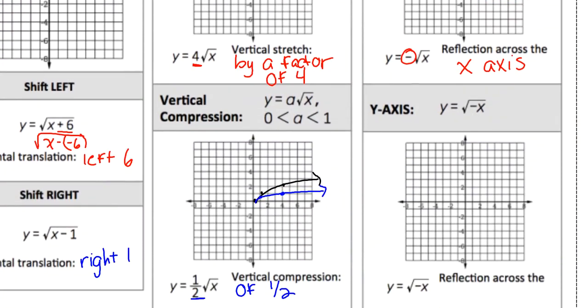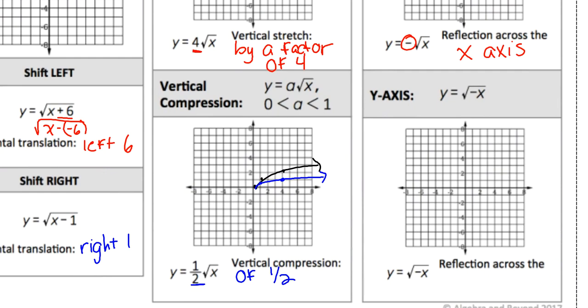The opposite of that is to reflect across the opposite axis by putting the negative inside the root with the x. That's going to reflect it across the y-axis because all the x values are going to flip signs. So our parent function is here. And now when we reflect all those x values to the other side of the y-axis, it's now going to be facing this direction.